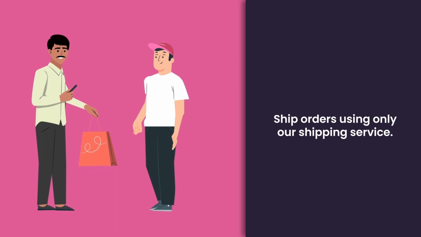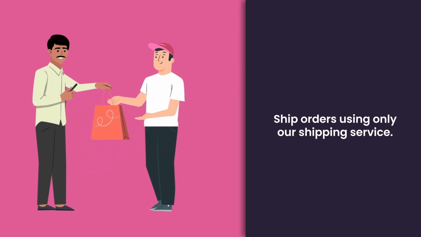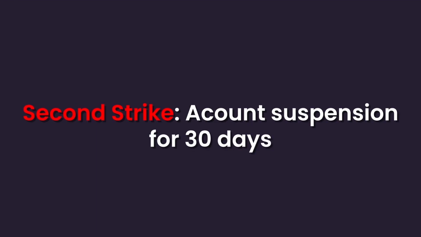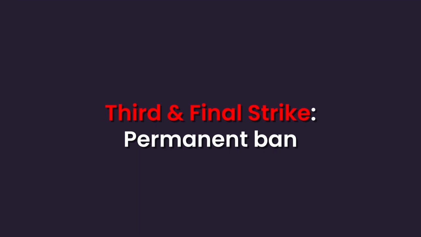We advise you to only dispatch orders using our shipping services. If you are found using other shipping services, your account will be suspended for 15 days on the first strike. A second strike will result in a 30-day suspension and a third will result in a permanent ban.